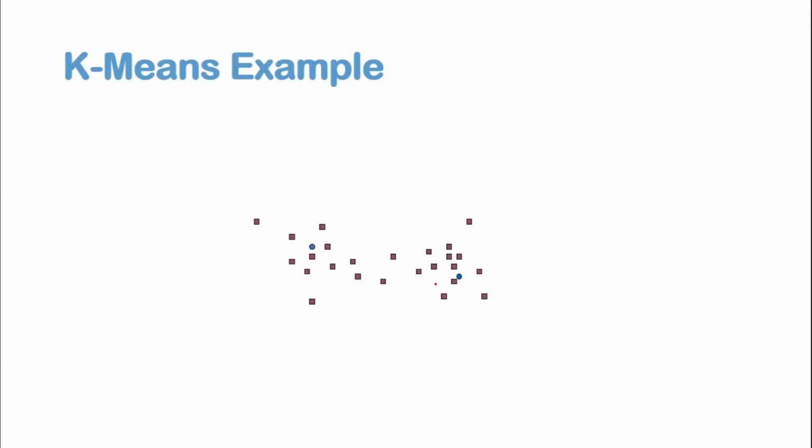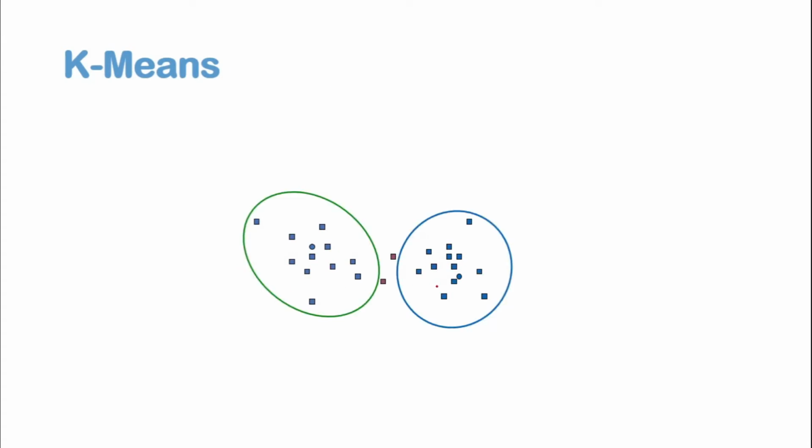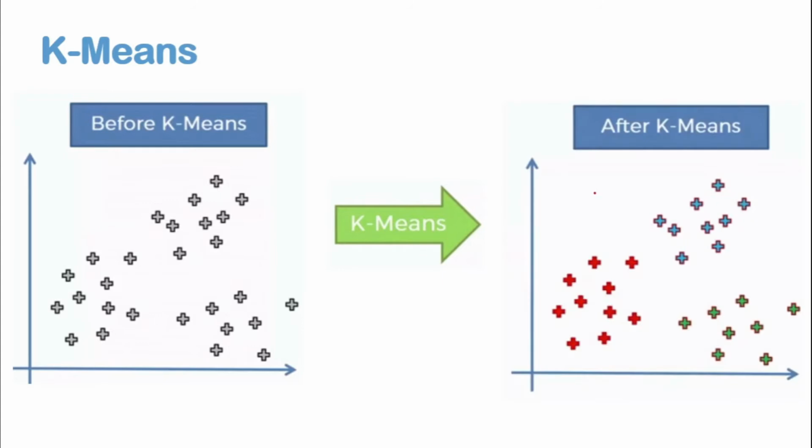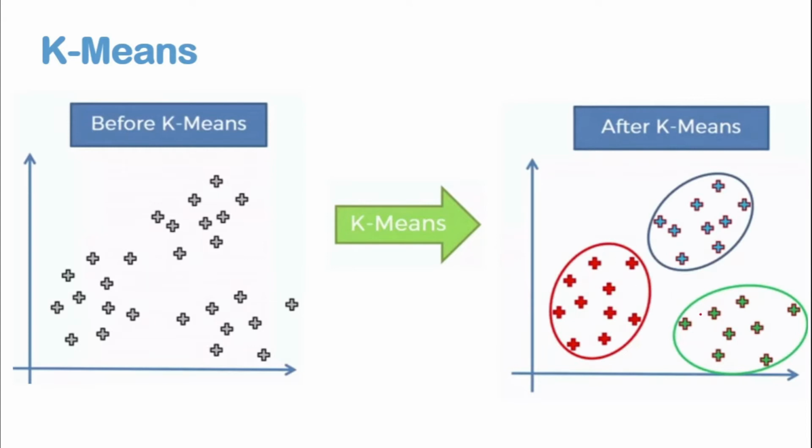Let's have an example of finding the clusters using K-means. So these were the examples, and these data points can be clustered like this. Before applying K-means, the data points are like this, but after applying the K-means algorithm, the data points can be clustered into 3 different categories. As we know, Iris setosa, versicolor, virginica, right?